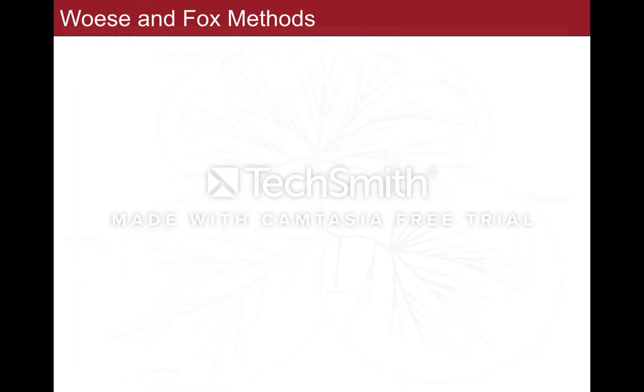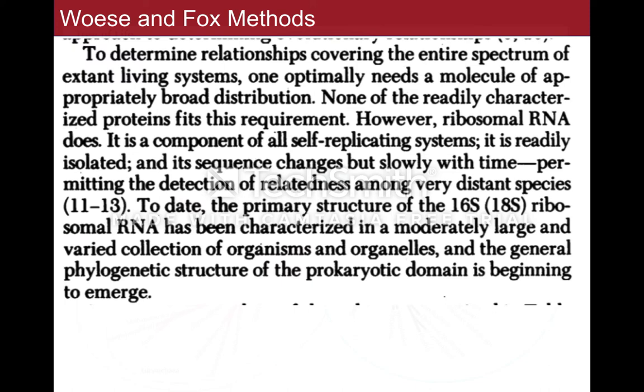Okay, so another interesting thing about this paper is there's really no new data in the paper. They're taking data that came from other papers. So their methods section is basically, we're going to compare ribosomal RNA sequences, and here's their methods: the primary structure of the 16S ribosomal RNA has been characterized in a moderately large and varied collection of organisms and organelles. And that's their data. That's most of their methods section.